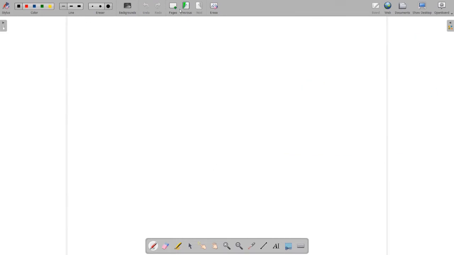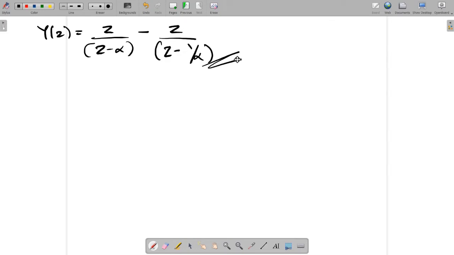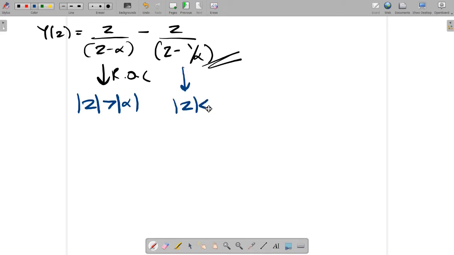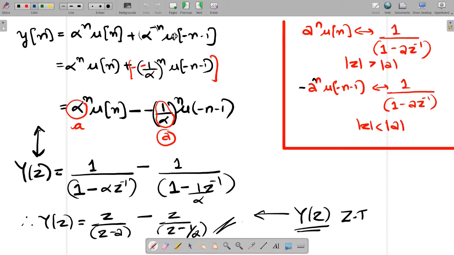Fine. Okay. So, now we have found the Z transform. Y of z is equal to Z upon Z minus alpha minus Z upon Z minus 1 by alpha. Now, we should find the ROCs. Okay, ROCs. So, ROC of this Z upon Z minus alpha is mod Z is more than mod of a, that is mod of alpha, and over here the ROC of this is mod Z is less than mod of a, that is 1 by alpha. Why is this less than? Because it comes from u of minus n minus 1. U of minus n minus 1 gives us less than, u of n gives us more than.